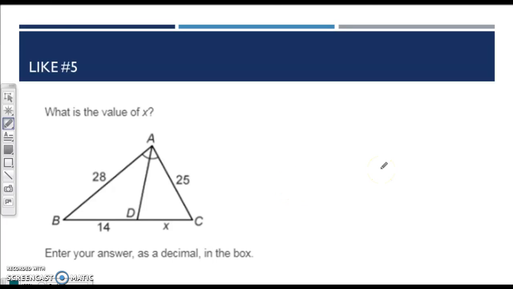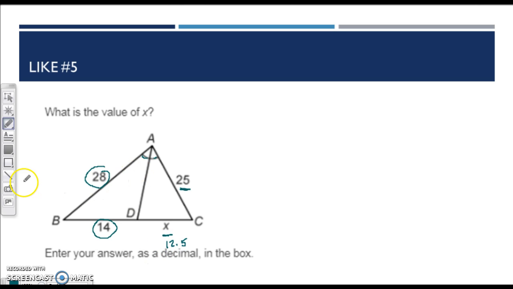All right, guys, here we're using the angle bisector theorem, and it tells us that if we bisect this angle on a triangle, then we've created two similar triangles. Now, I noticed that 14 is half of 28. So I assume that x is going to be half of 25. Well, half of 25 is 12.5.